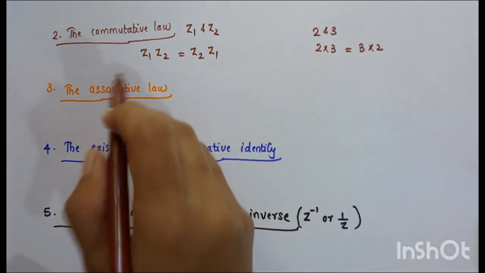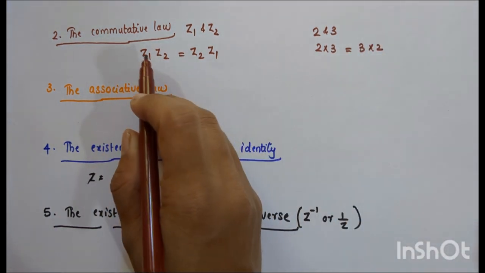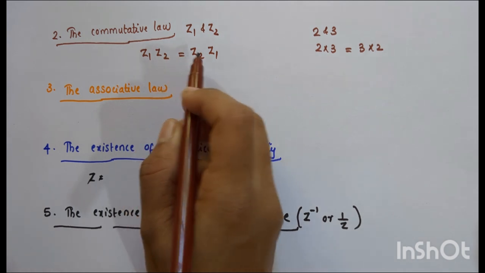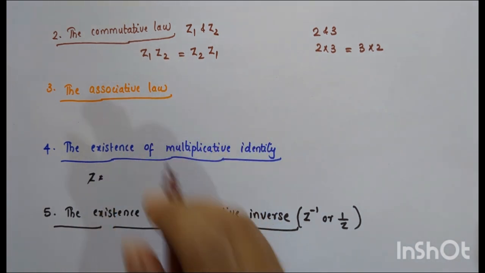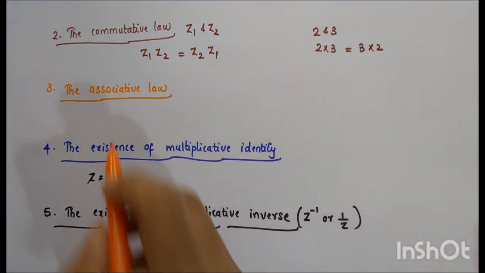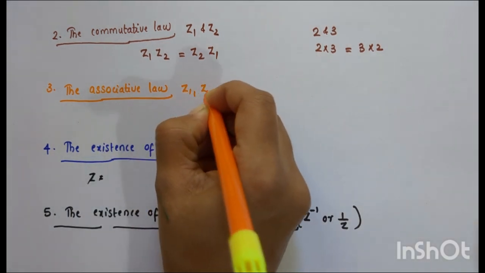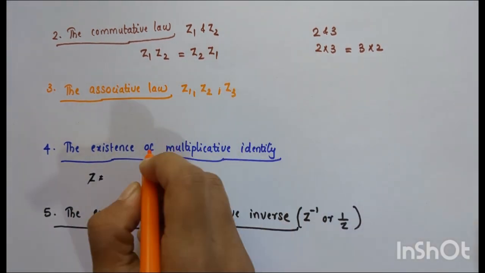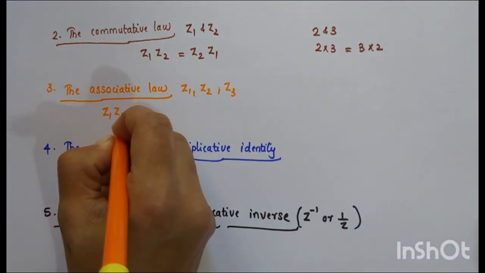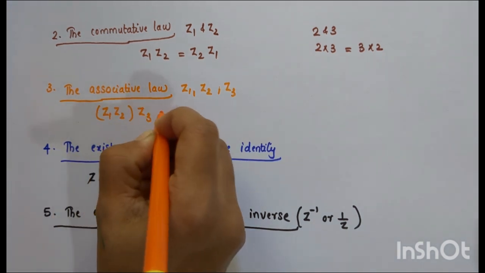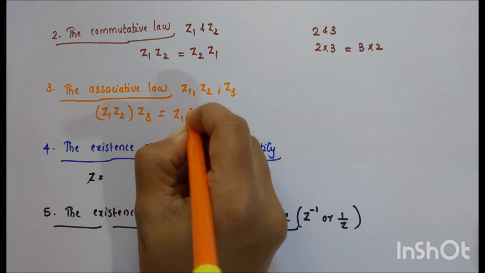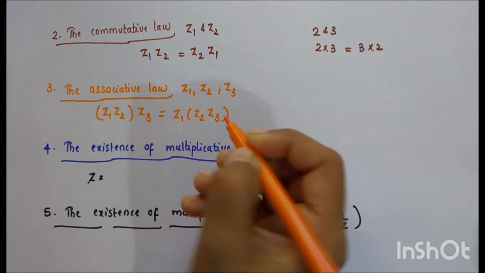Okay, similarly for two complex numbers Z1 and Z2, Z1 into Z2 will be equal to Z2 into Z1. Now, the third property is the associative law. That is, for any three complex numbers Z1, Z2 and Z3, (Z1 into Z2) into Z3 will be equal to Z1 into (Z2 into Z3).